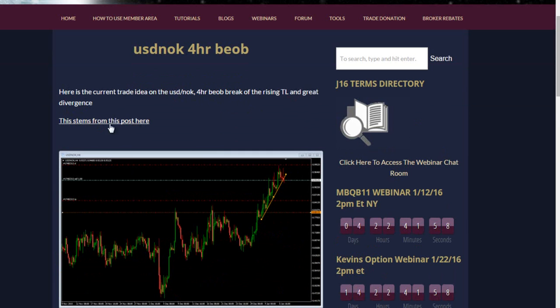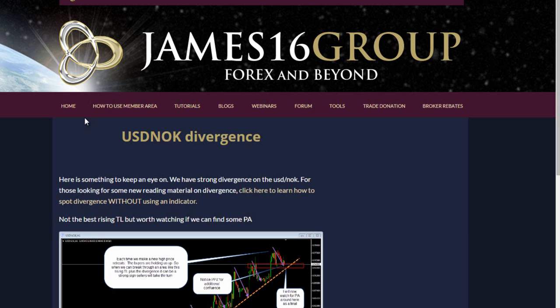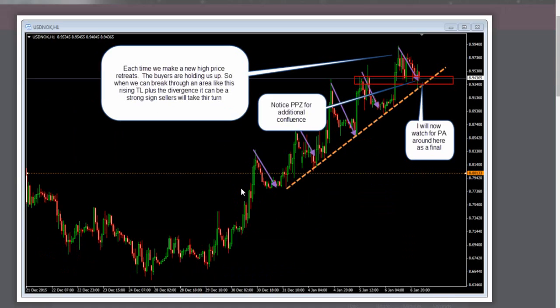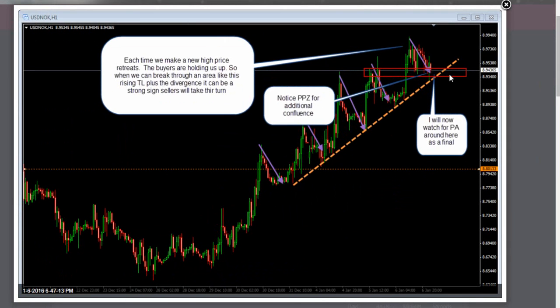This stems from this post here. So I had originally posted previously that I was watching the USD Norwegian with divergence, and again, you can go find that chart and exactly what I was looking for here.